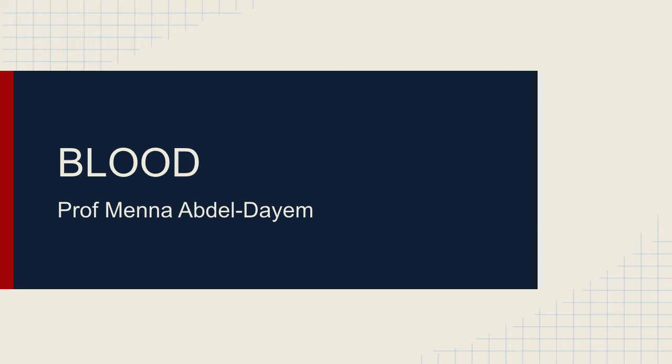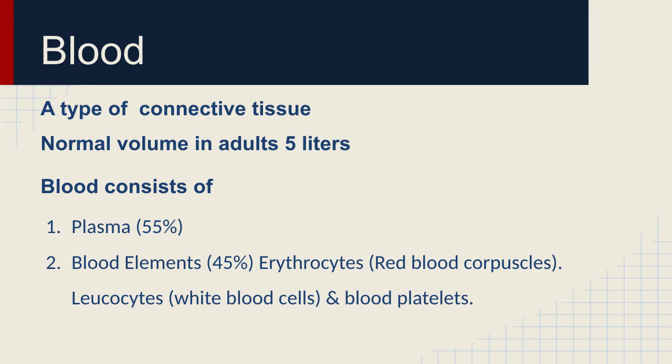What are the blood cells? Blood cells include red blood corpuscles, leukocytes or white blood cells, and blood platelets. The only true cells are the leukocytes or the white blood cells. The other two elements are not true cells as they do not contain nuclei.